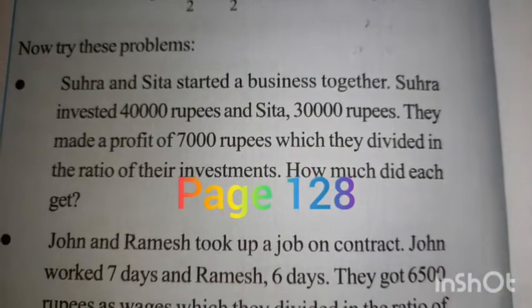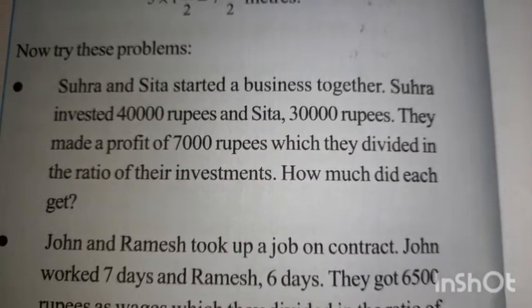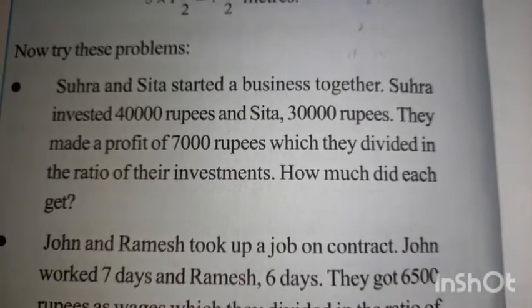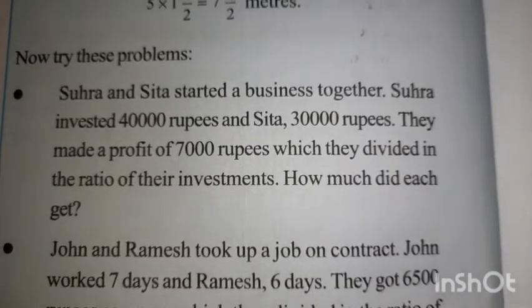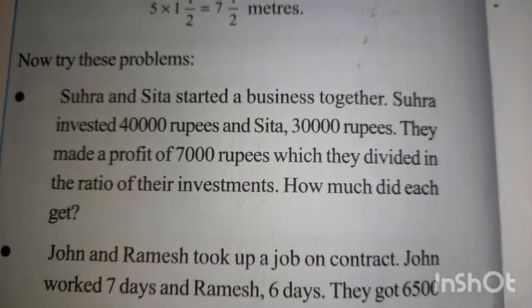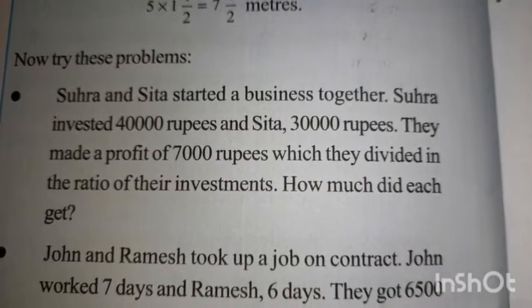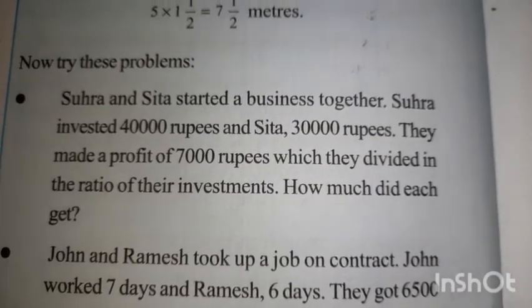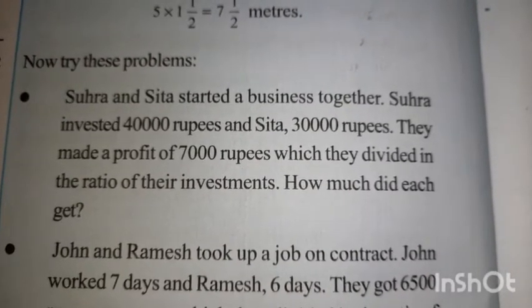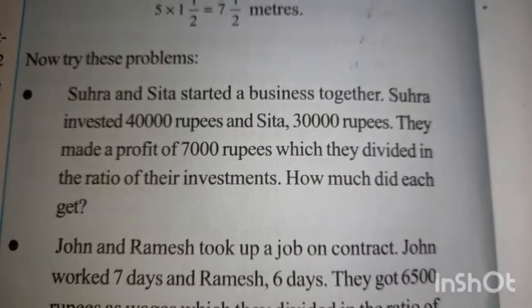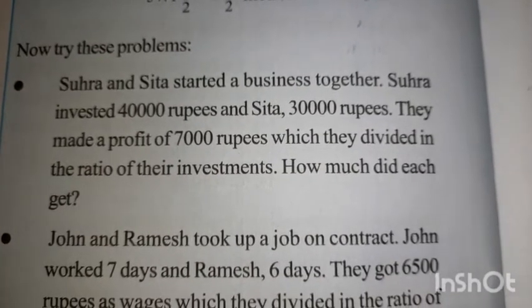Suhra and Sita started a business together. Suhra invested 40,000 rupees and Sita 30,000 rupees. They made a profit of 7,000 rupees, which they divided in the ratio of their investments. How much did each get? So both of them started a business together, and they divided the profit according to the ratio of their investment. So how much is the profit given to each?